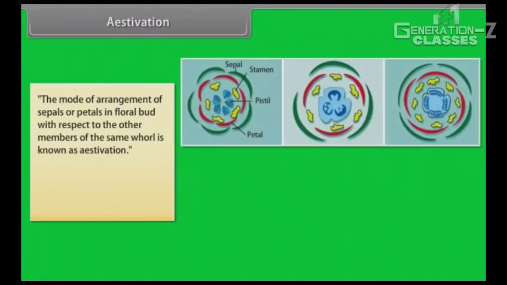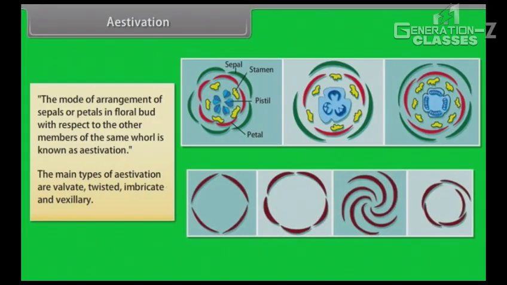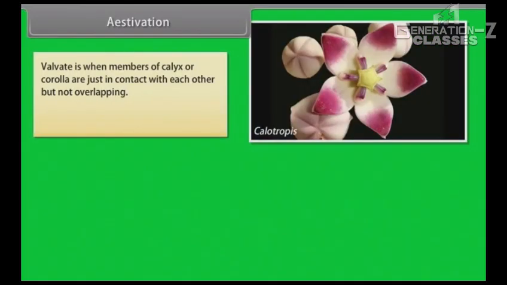Estivation. The mode of arrangement of sepals or petals in floral bud with respect to the other members of the same whorl is known as estivation. The main types of estivation are valvate, twisted, imbricate, and vexillary. Valvate is when members of calyx or corolla are just in contact with each other but not overlapping. Example, calotropis, it is said to be valvate.